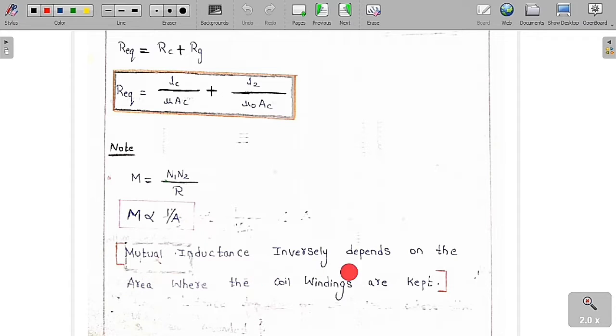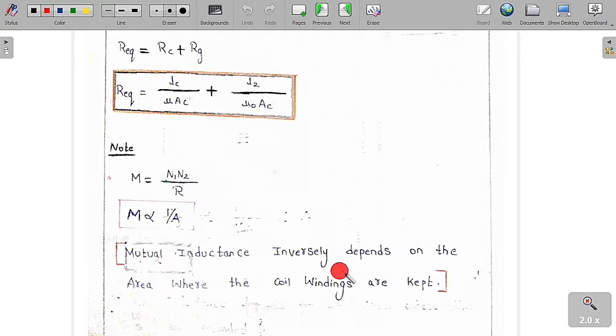Mutual inductance inversely depends on the area where the coil windings are kept. So this is the important formula that you always have to remember. Mutual inductance is inversely proportional to its area. Listen carefully: the mutual inductance is inversely proportional to the area where the coil windings are kept.